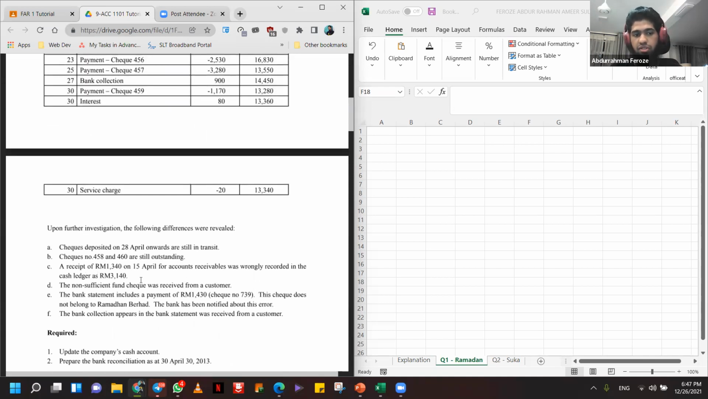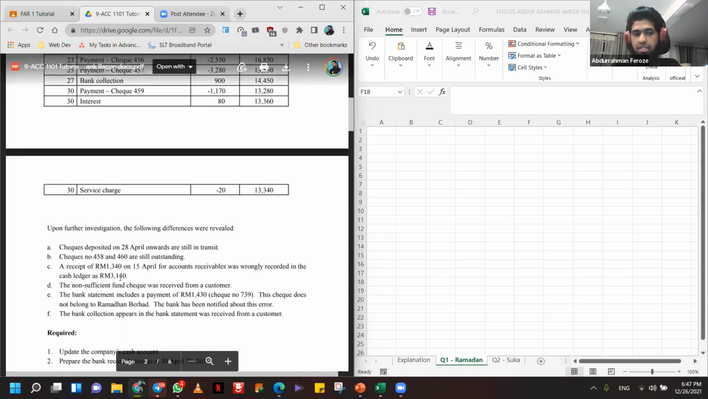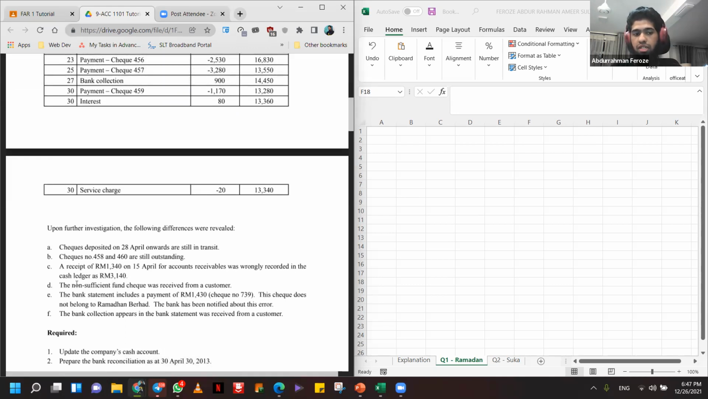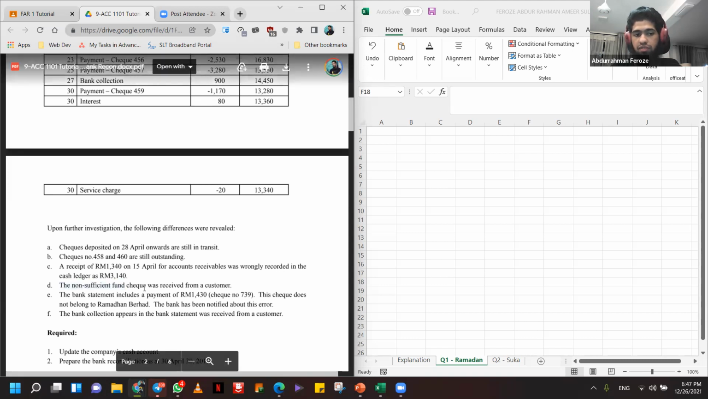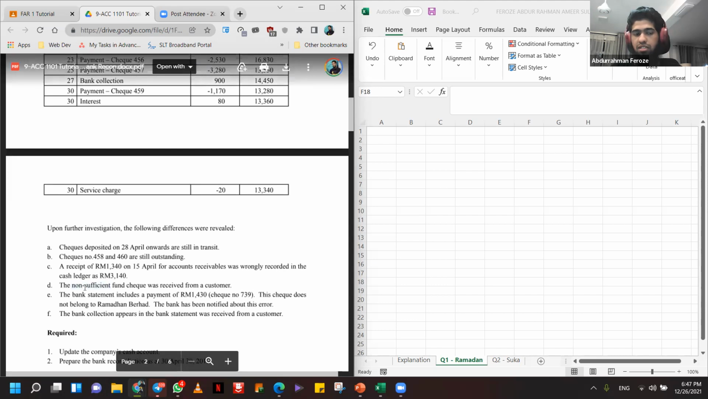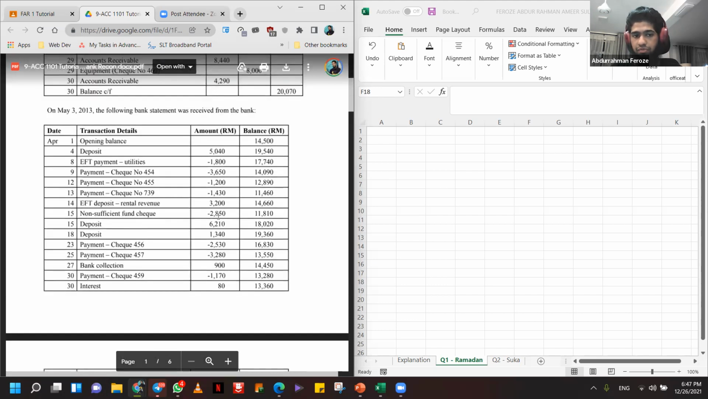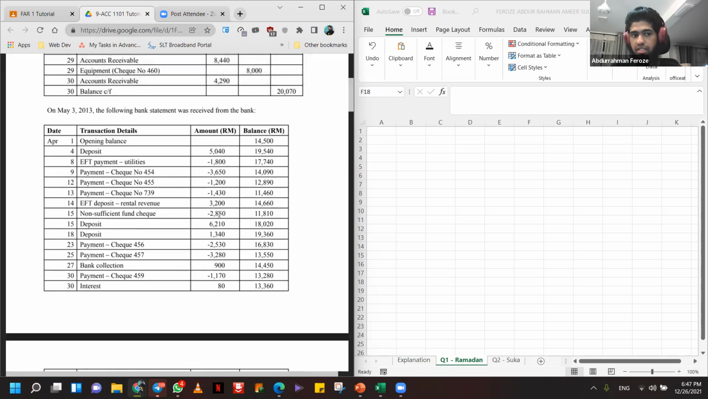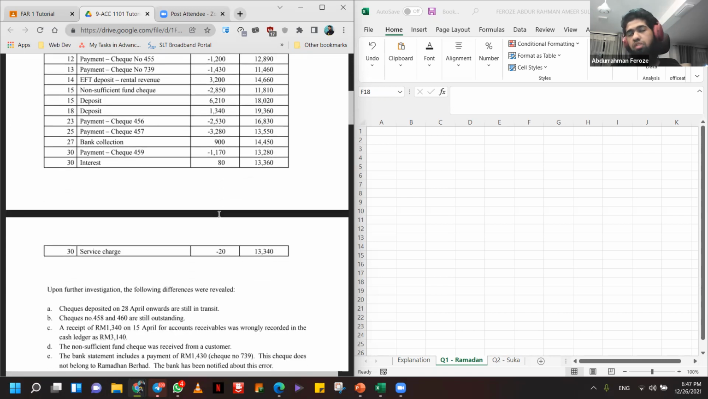C, a receipt of 1,340 on April 15th for accounts receivable was wrongly recorded in the cash ledger as 3,140. D, the non-sufficient fund check was received from a customer. Non-sufficient fund check. This is basically dishonored. These are dishonored checks.